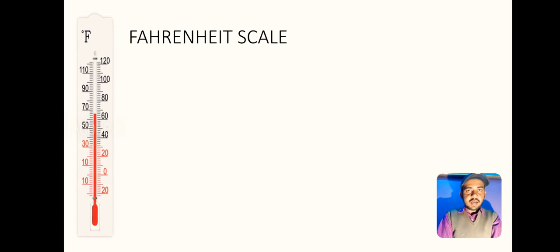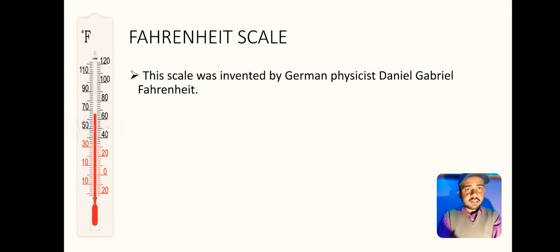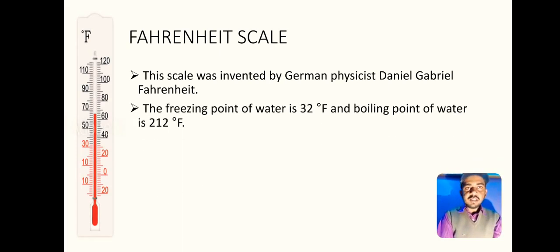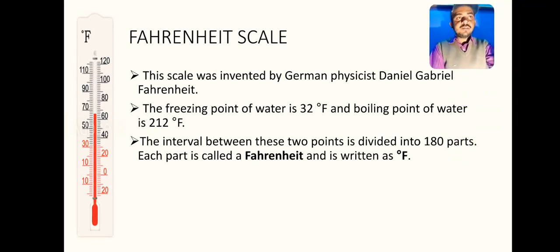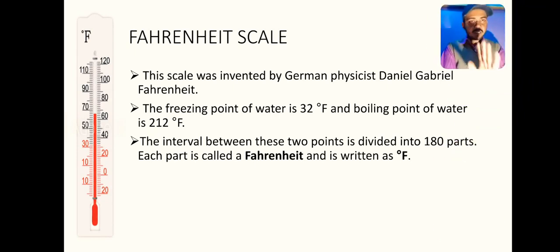Firstly, let's see what the Fahrenheit scale is. The Fahrenheit scale, my dear students, was invented by a German physicist, Daniel Gabriel Fahrenheit. This much we don't need to understand. This is very easy. The thing is that the freezing point of water is 32 degrees F and the boiling point of water is 212 degrees Fahrenheit. Don't need to memorize it right now. Just listen for now.